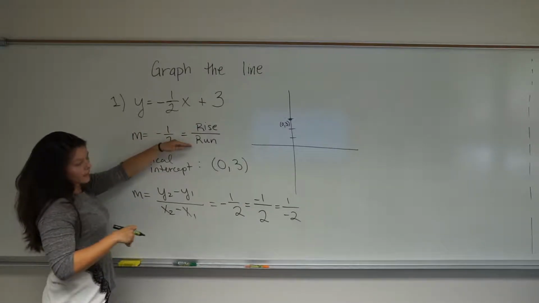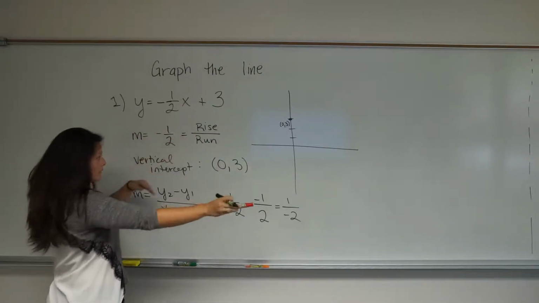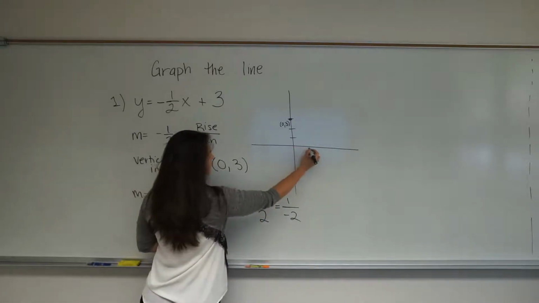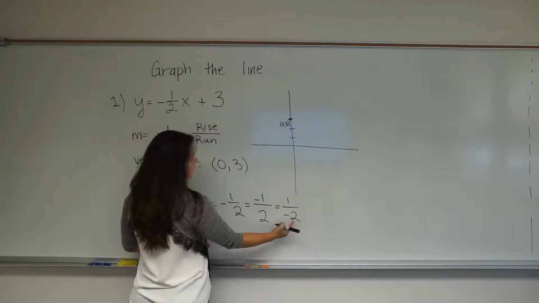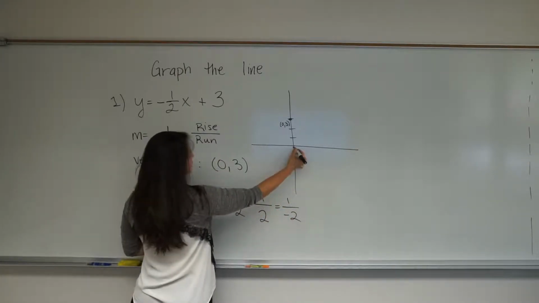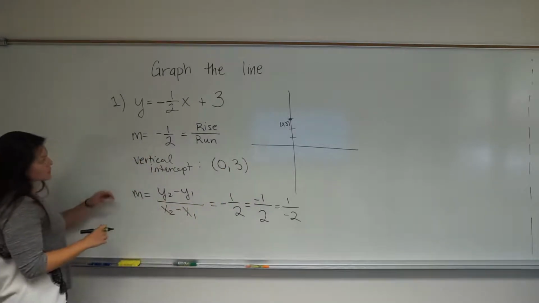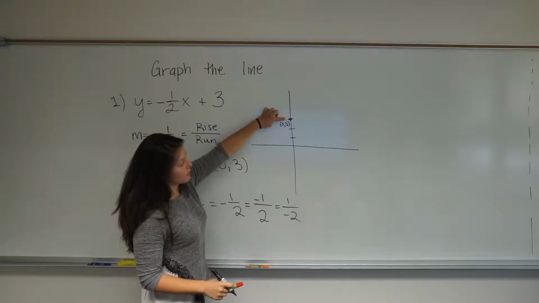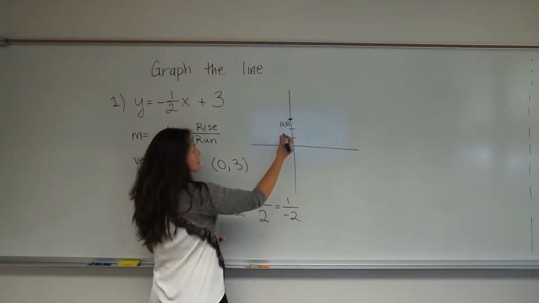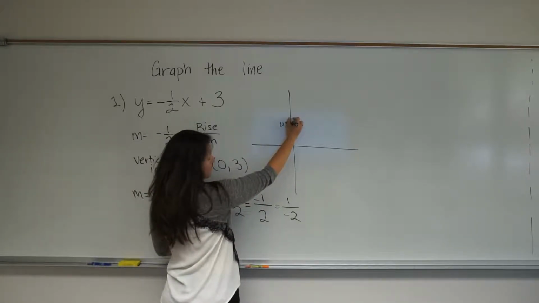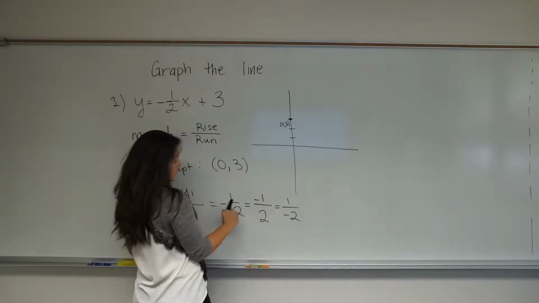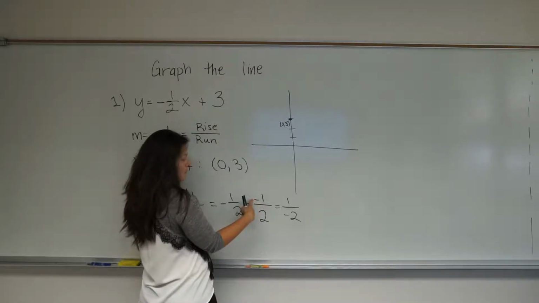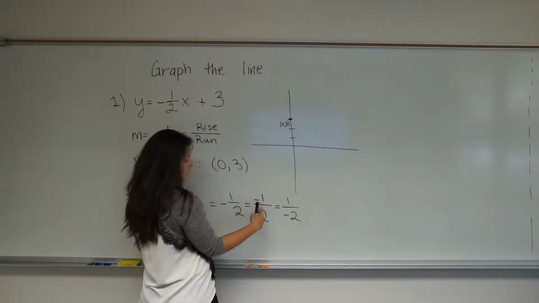And when you think about run, like if you're running on the ground, you're moving left or right, right? So if it's positive, you're going to move right. Positive axis, you're moving right. If your run is negative, then you're moving left. So your slope here tells you where to move from a point that you already know is on your line. We said that our line goes through this point 0, 3. So here, negative 1/2 is equal to negative 1 divided by 2. This tells me I'm going to move down 1 and to the right 2.